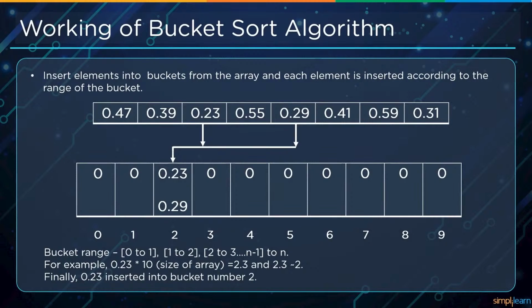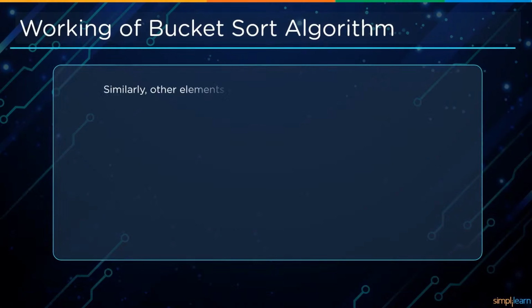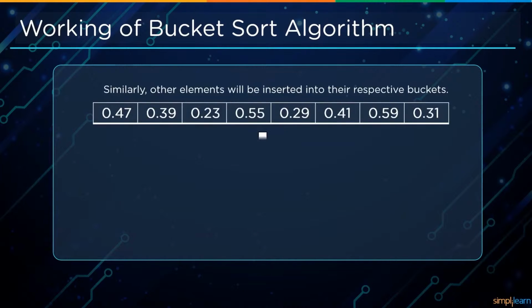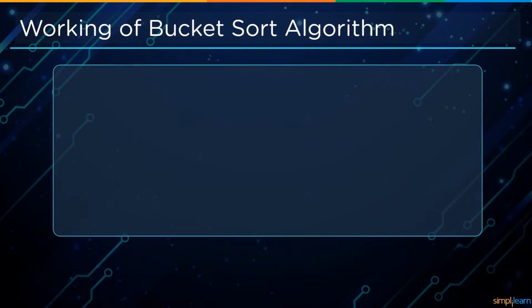So, for our example, 0.23 will be multiplied by 10, which is the size of the array, and that gives us 2.3, approximately equal to 2. So finally, we will insert 0.23 into bucket number 2. Similarly, we will insert the other elements into their respective buckets.